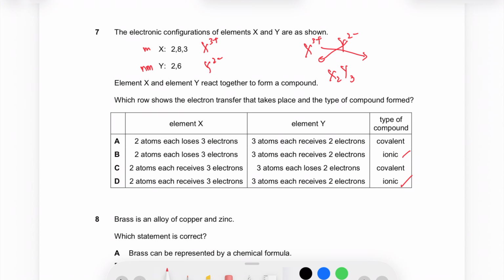and X will lose 3 electrons. Okay, 2 atoms each lose 3 electrons. And then Y will each receive 2 electrons. 3 atoms each receive 2 electrons. Okay, so answer will be B.